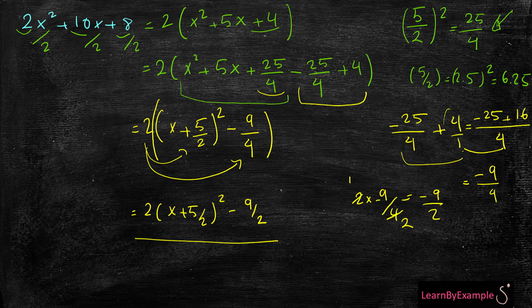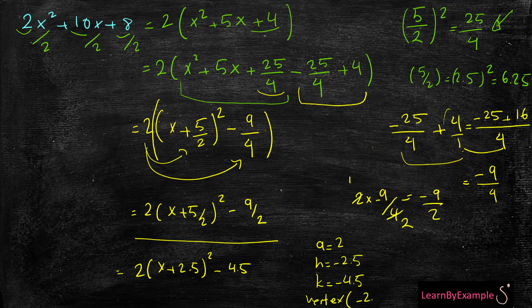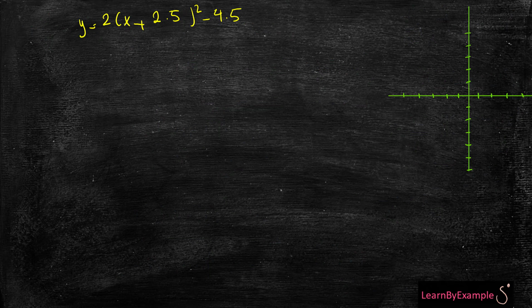Now, if you actually did this using your calculator, you should have 2 times x plus 2.5 to the power of 2 minus 4.5. And looking at the actual vertex form, your A would be 2, your H would be negative 2.5, and your K value would be negative 4.5, and your vertex is just going to be minus 2.5 and minus 4.5. So let's draw a sketch of this very quickly.